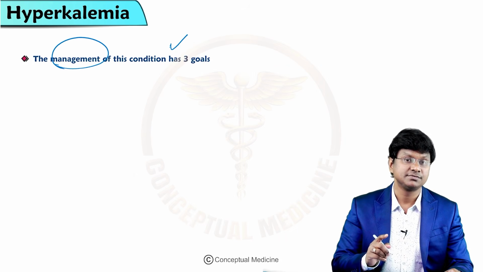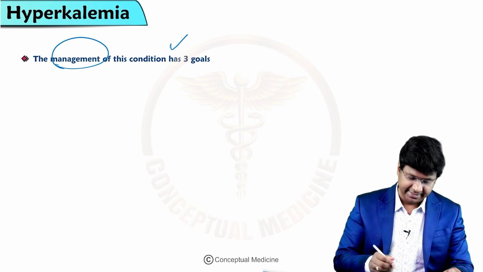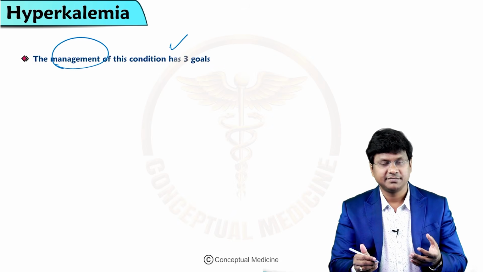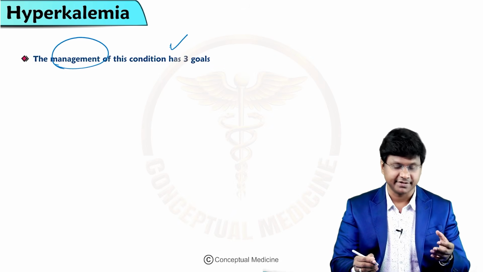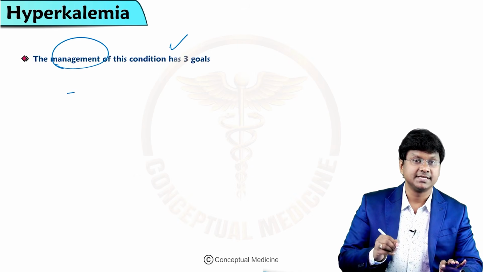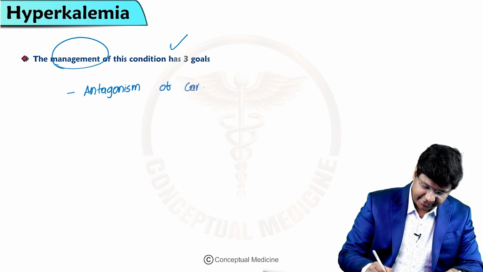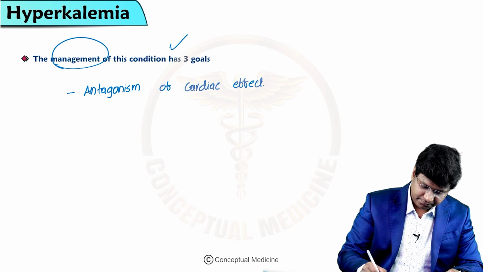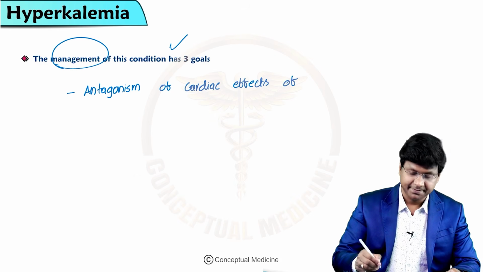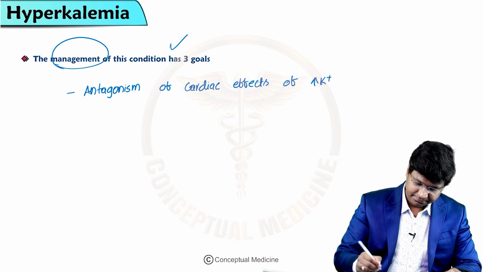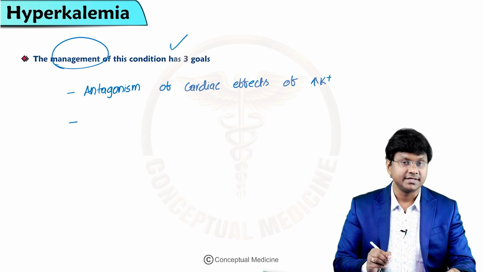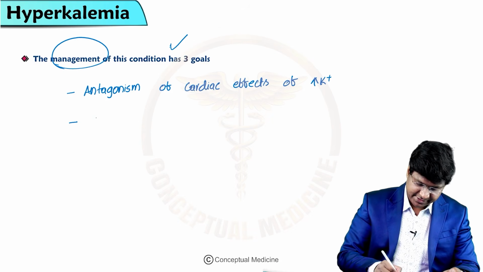Number one, antagonism of the cardiac effects of hyperkalemia. Why are we very much worried in hyperkalemia? Because of the cardiac effects. So the first thing is the antagonism of cardiac effects of hyperkalemia. Number two, transcellular shift of potassium into the cells.